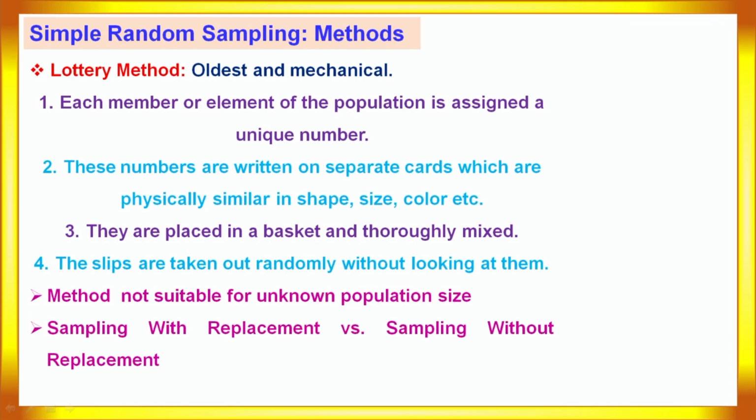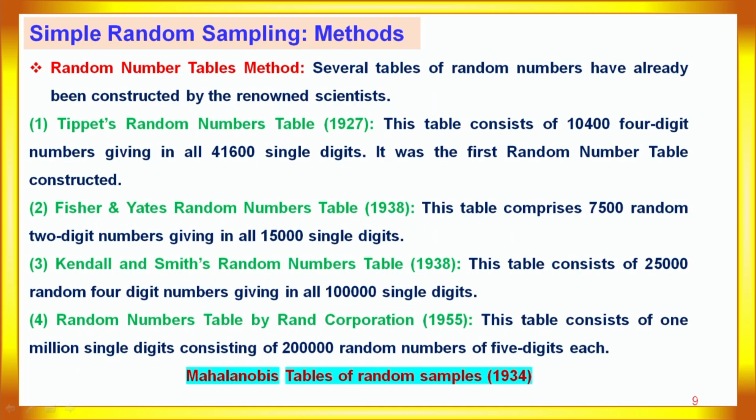Now, in case of sampling without replacement, the member once selected will be taken out from the population or the sampling frame. So, if there are 10 members in the sampling frame, for the first member the chance of selection is 1/10. For the second member, if it is sampling without replacement, it will be 1/9. So, they will not have an equal chance.